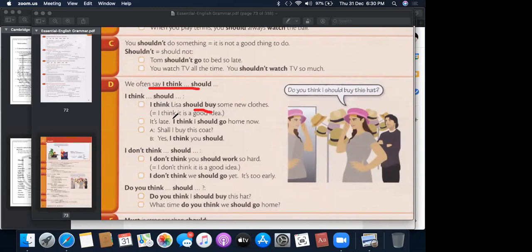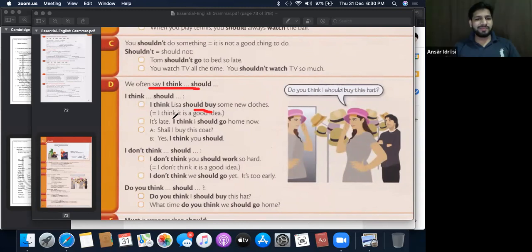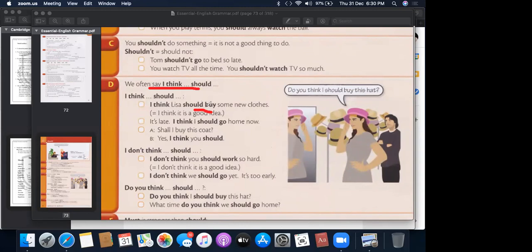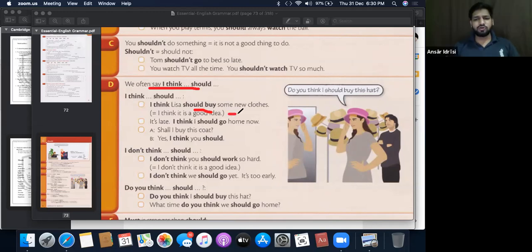Oh, Lisa के boyfriend. Pay attention here. I think Lisa should buy new clothes. Why? Because it's a good thing to buy new clothes because she has got torn clothes. I think it's late. I think I should go now. बहुत लेट हो चुका है, मुझे लगता है कि अभी मुझे जाना चाहिए. नहीं गया तो अब्बा मेरे घर पे इधर से पहुंच जाएंगे.